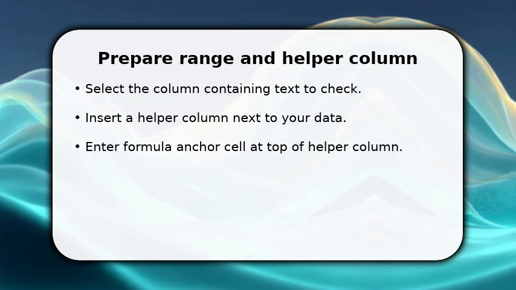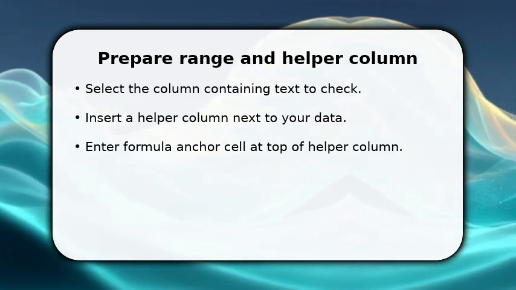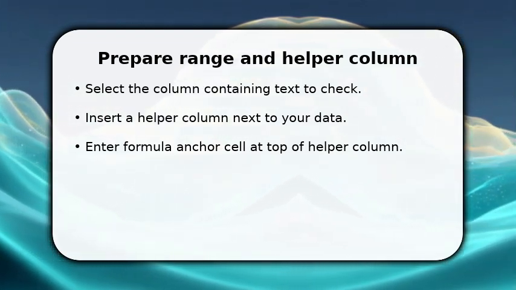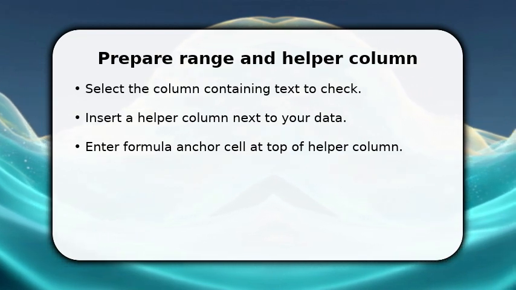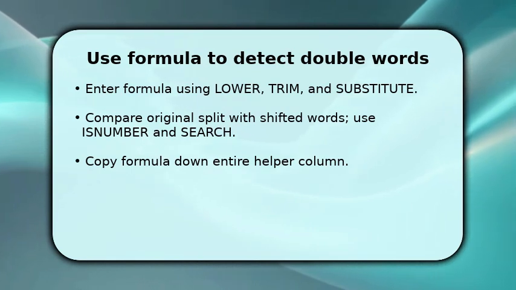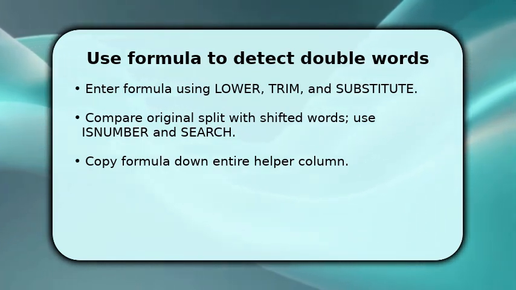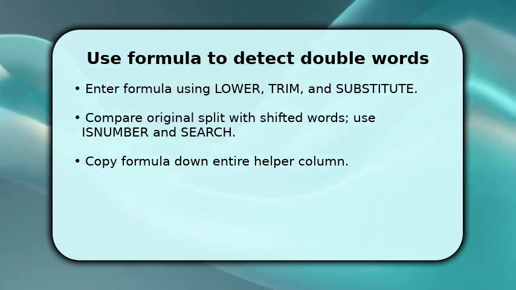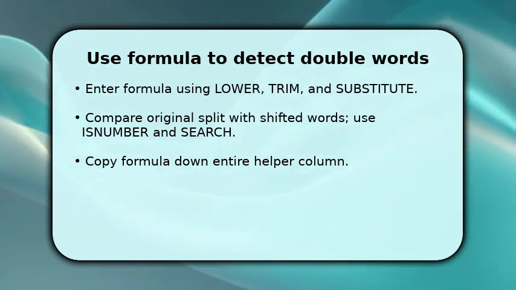This keeps references simple. Make sure text is trimmed and case handled. We'll normalize casing inside the formula so comparisons ignore capitalization differences. Now enter the detection formula that normalizes text, then looks for repeated adjacent words. You'll use lower and trim to standardize, substitute to insert separators, and a pattern test like isNumber search.